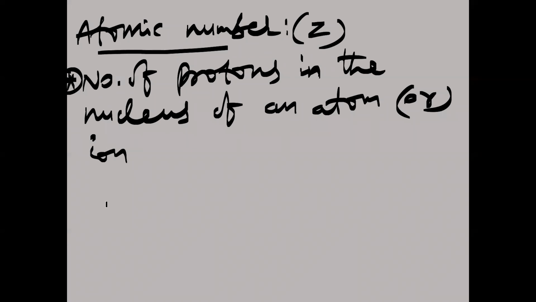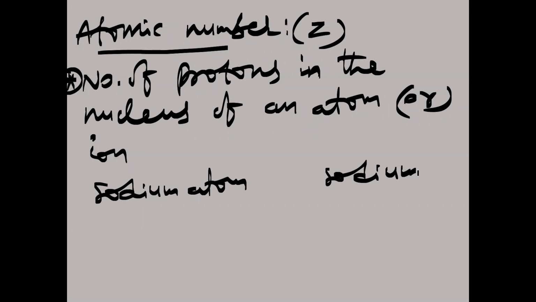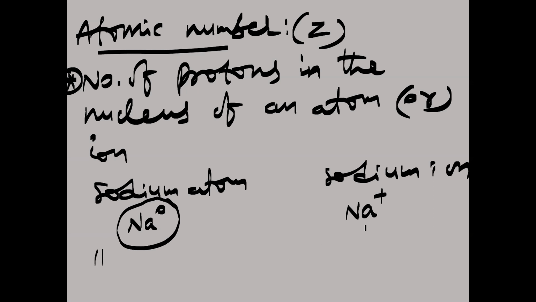Now suppose you take sodium atom and sodium ion. Sodium atom Na0, neutral atom, and sodium ion Na plus. Now for both, atomic number is 11. So here for Na plus also atomic number is 11. So Z equals 11 here, and here also Z equals 11.